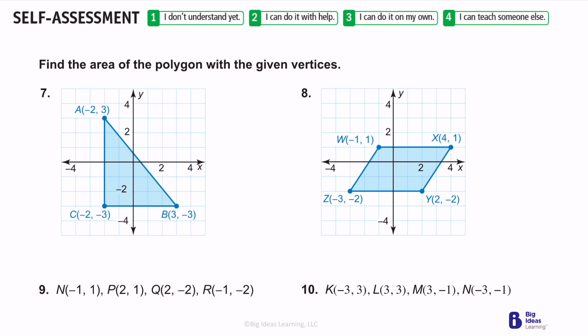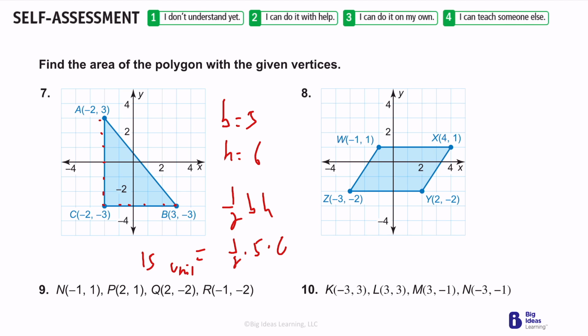All right, so base and height, the first one, I guess count. So 1, 2, 3, 4, 5. Base is 5. Height is 1, 2, 3, 4, 5, 6. Remember, triangle's area is 1/2 base times height. So 1/2 times 5 times 6. And now it's going to give me 15 square units.